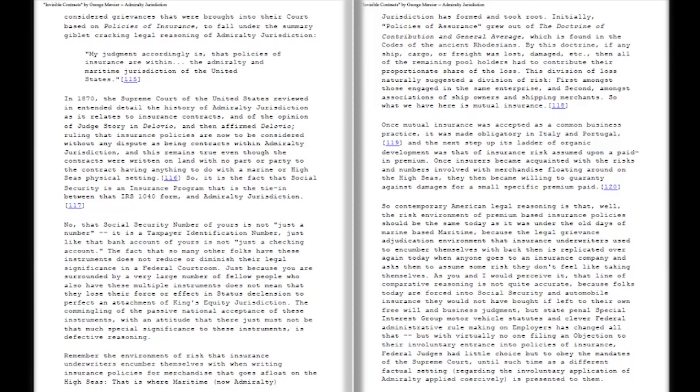As you and I would perceive it, that line of comparative reasoning is not quite accurate, because folks today are forced into Social Security and automobile insurance they would not have bought if left to their own free will and business judgment. State penal special interest group motor vehicle statutes and clever federal administrative rulemaking on employers have changed all that, but with virtually no one filing an objection to their involuntary entrance into policies of insurance. Federal judges had little choice but to obey the mandates of the Supreme Court, until such time as a different factual setting, regarding the involuntary application of admiralty applied coercively, is presented to them.